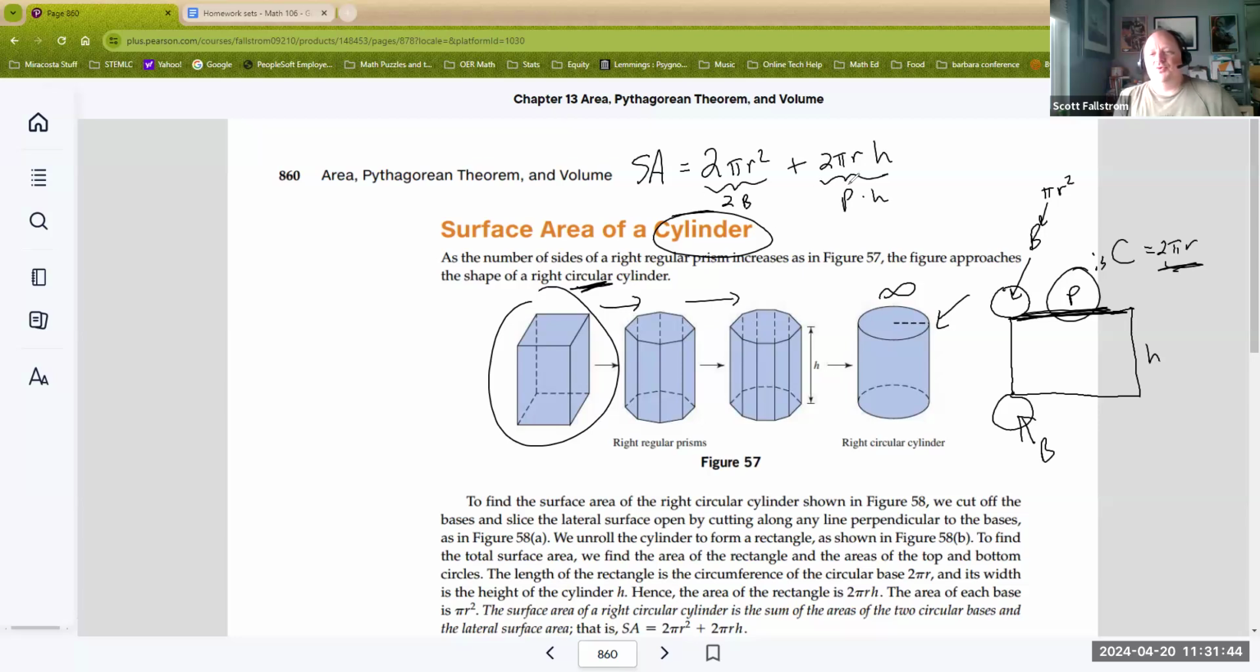Okay. And yes, you could factor this out if you really wanted to. I'll leave that up to you. Maybe if you're computing, it's a tiny bit easier, but if you factor out a 2, a pi, and an r, you're left with r plus h.